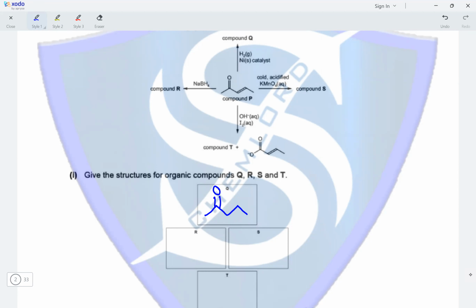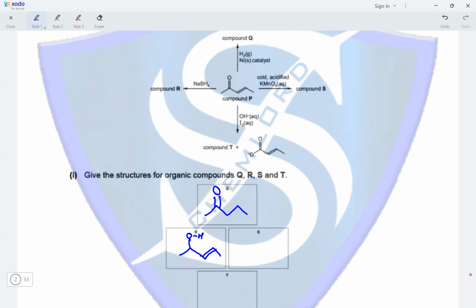Next, we have R, in which we've got compound P undergoing reduction in the presence of a mild reducing agent, which is NaBH4, which will reduce the ketone into a secondary alcohol. So we have the same structure with the double bond present, but instead of double bond O, now we will have single bond OH present, as the ketone group will be reduced to a secondary alcohol.